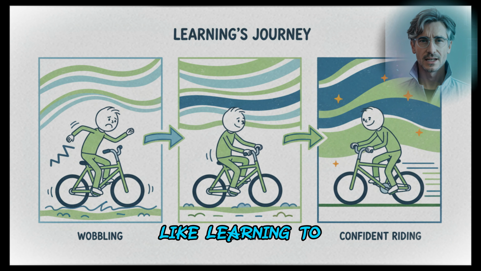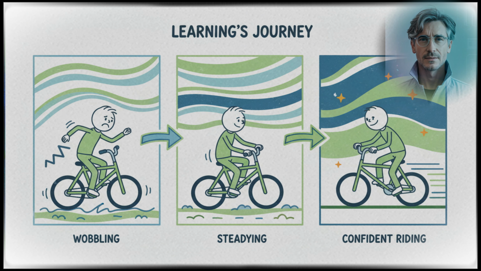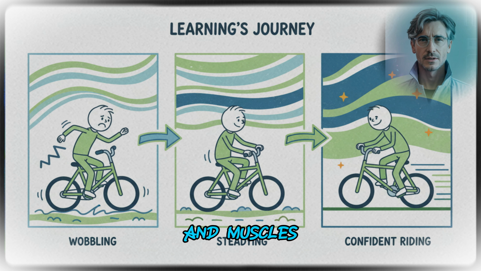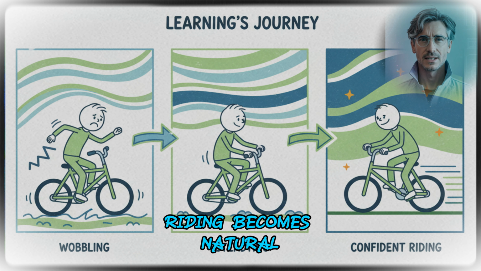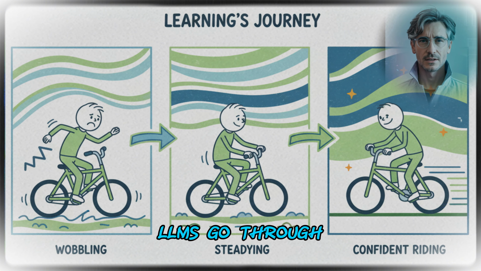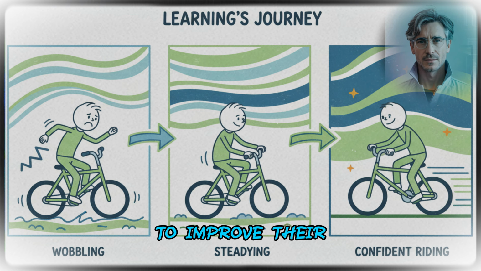Think of it like learning to ride a bicycle. At first, you wobble and fall. But each attempt teaches your brain and muscles to make tiny adjustments. After enough practice, riding becomes natural. LLMs go through a similar process with language, making millions of tiny adjustments to improve their predictions.